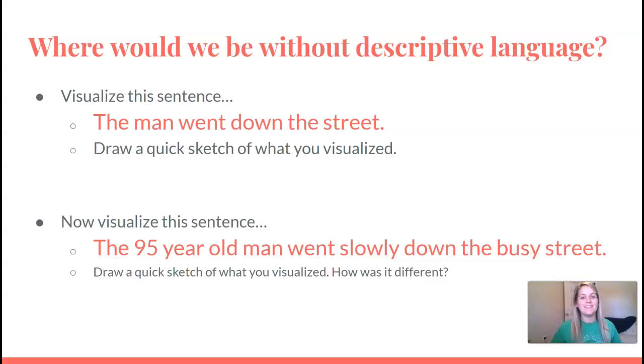So you can see that the visualization was very different. Without the adjectives and adverbs, we were stuck with a very different visualization, a very different picture in our head. So authors use these words to help us understand exactly what's going on.